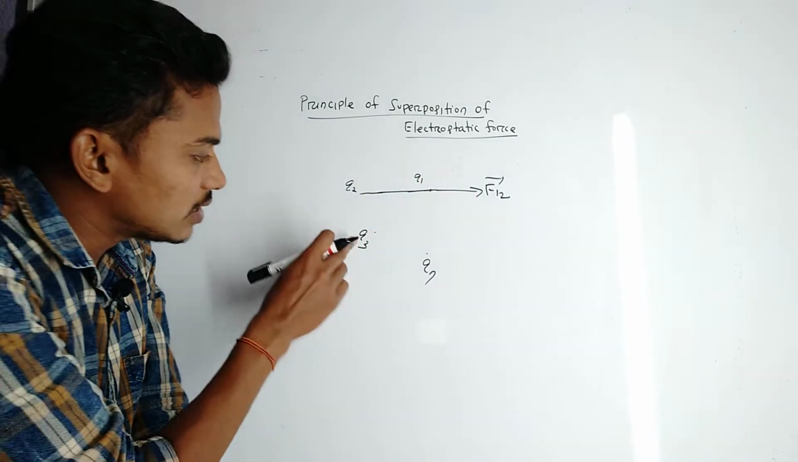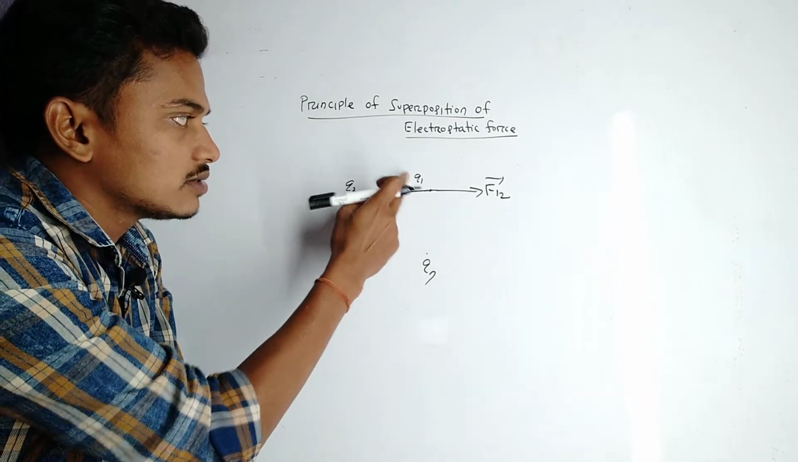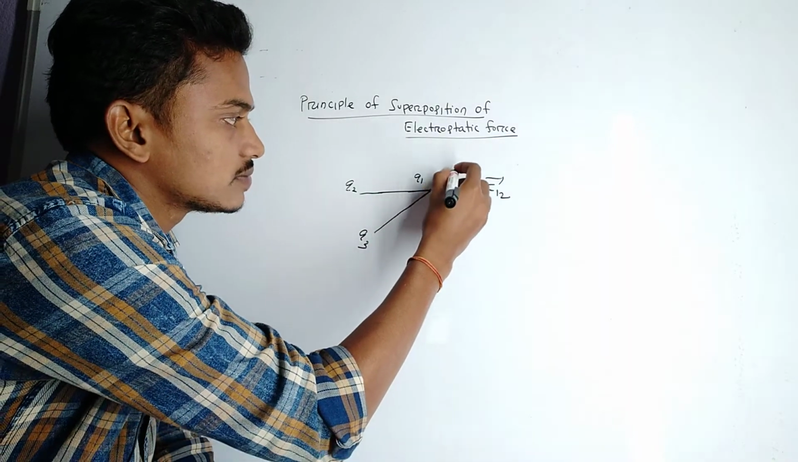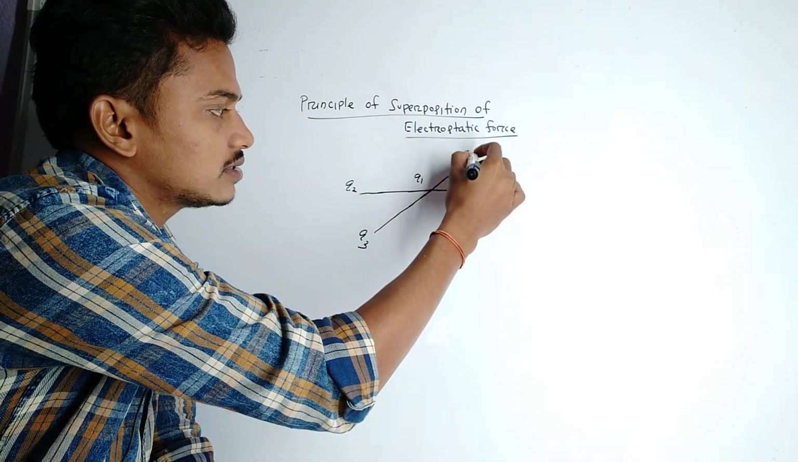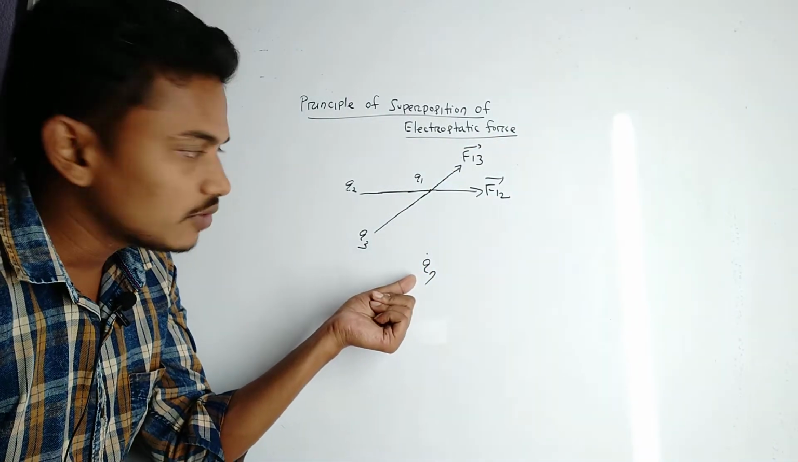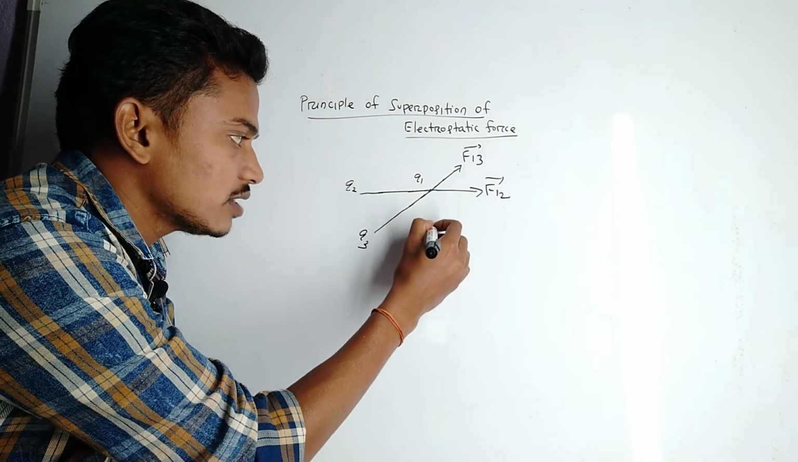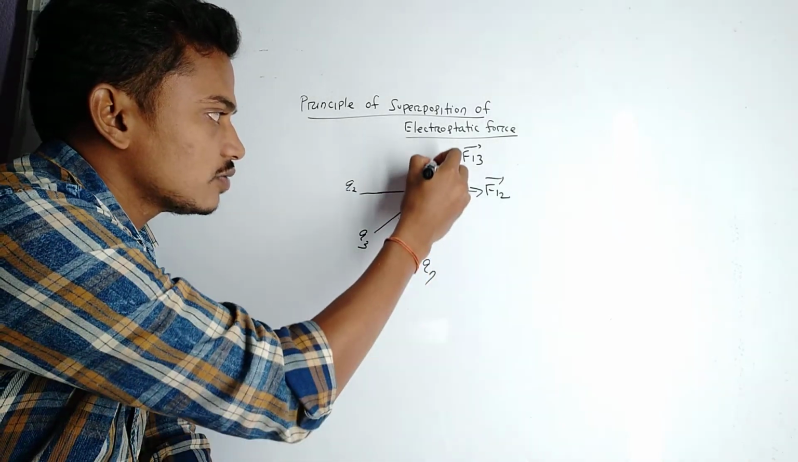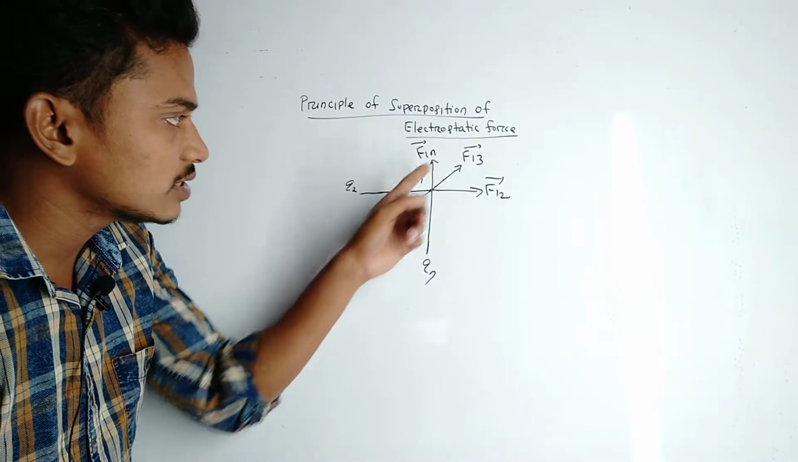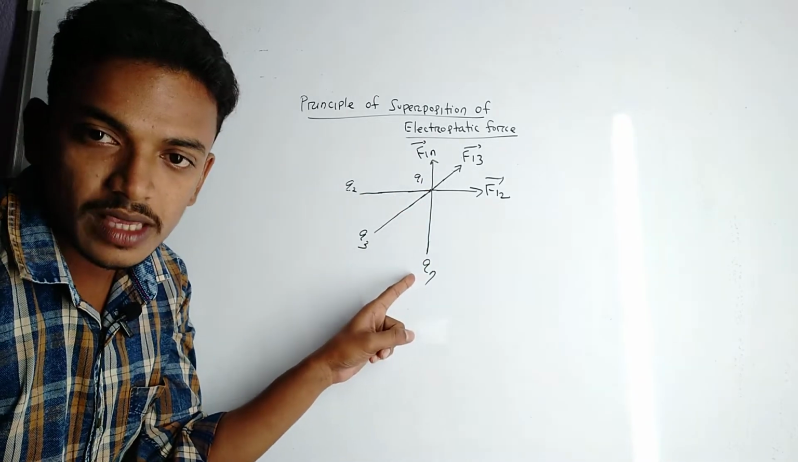Similarly, this q3 charge exerts a force on the charge q1 in this direction, along the line joining the two charges. This is the F13 force. Similarly, charge qn repels the charge q1, so that force is F1n. F1n is the force on charge q1 due to charge qn.